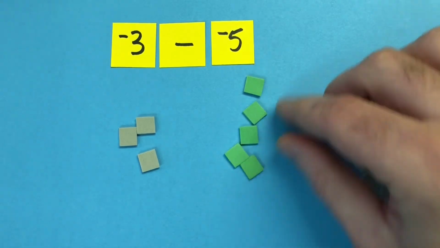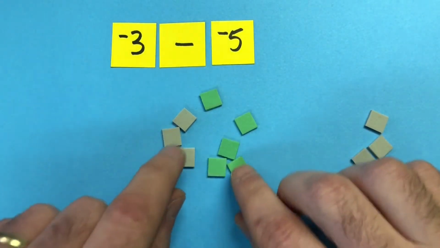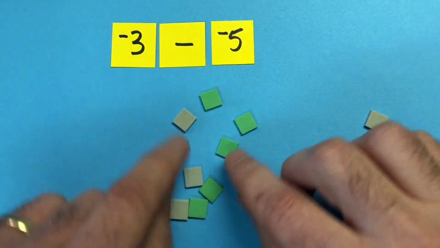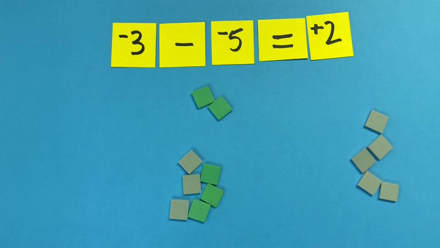And then they'll see what they have left, and then they'll make the zero pairs. They have 3 zero pairs here to take away, and they're left with positive 2 once again. The first way is obviously much quicker, but the second way actually gets to the heart of what they'll be doing when we're talking about adding the opposite, and we'll see that in a little bit.